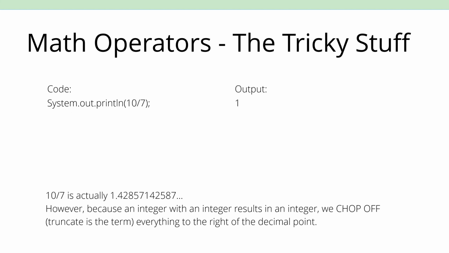If you actually plug into the calculator, 10 divided by 7 is actually 1.42 whatever. However, 10 is an integer, 7 is an integer. Integers have a kid, the kid must be an integer. Because an integer with an integer results in an integer, we have to chop off, the correct formal term is truncate, everything to the right of the decimal point. So 1.42857142587, we go to that decimal point, chop off everything to the right, and we get a 1.